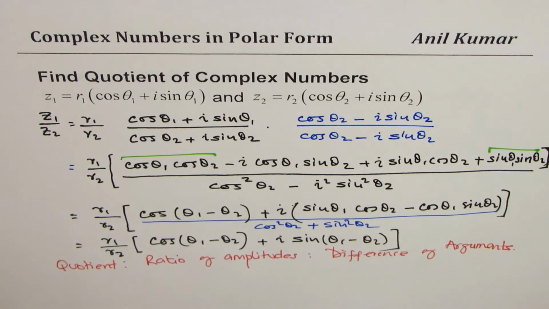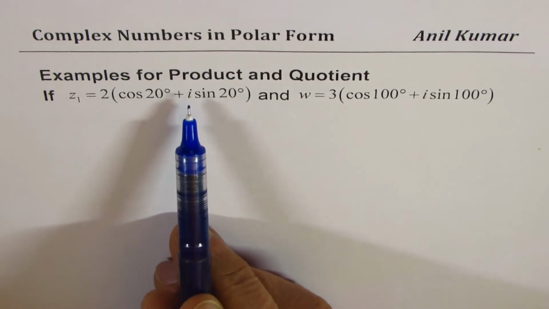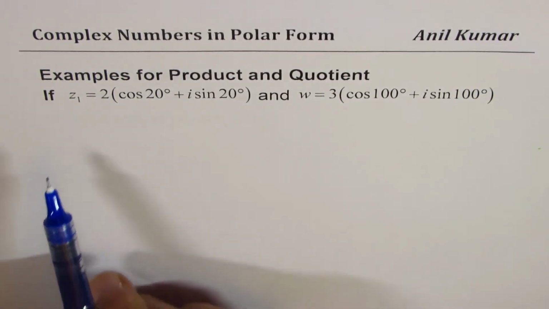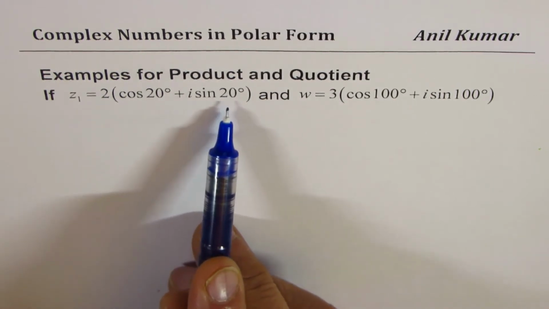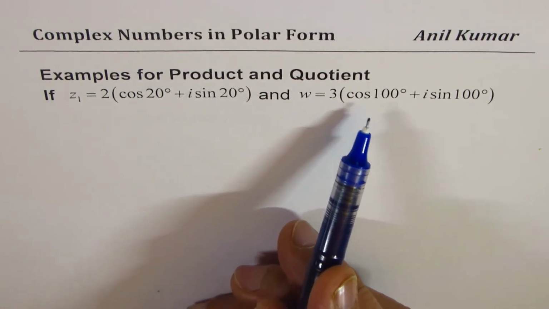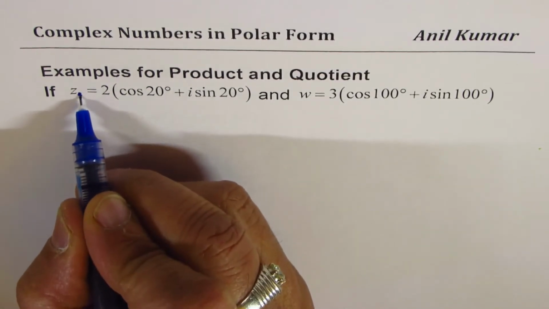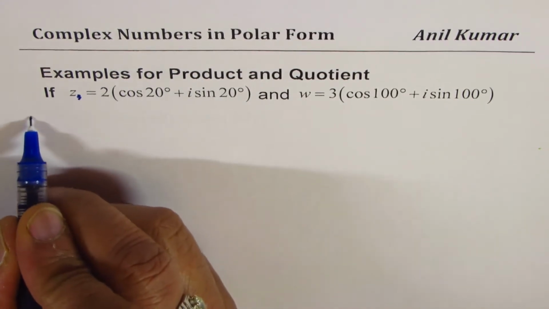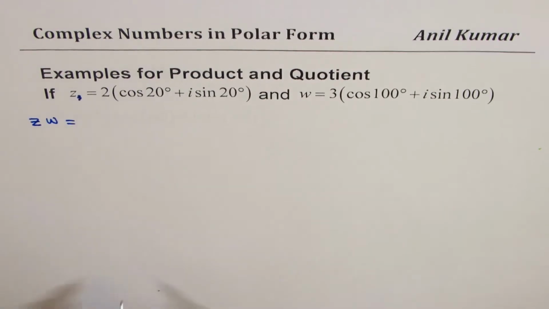Now let's move on, and here is a practice question for you to find the product and quotient of complex numbers in polar form. If z equals 2 times cos 20 degrees plus i sine 20 degrees, and w equals 3 times cos 100 degrees plus i sine 100 degrees, let me make this just z. In that case, let us find their product. That is, we need to find what zw is, right, their product.